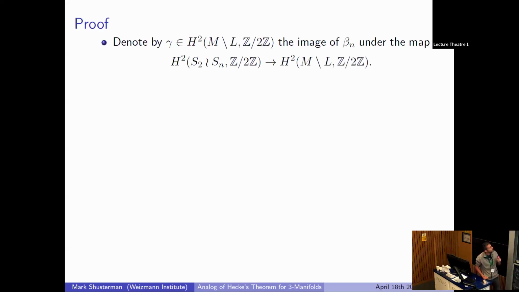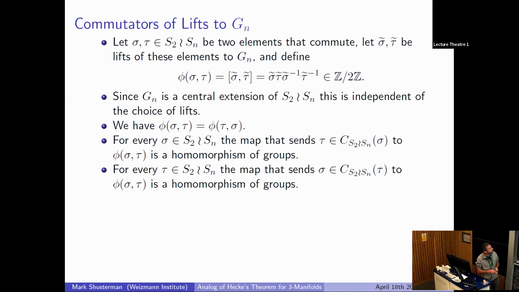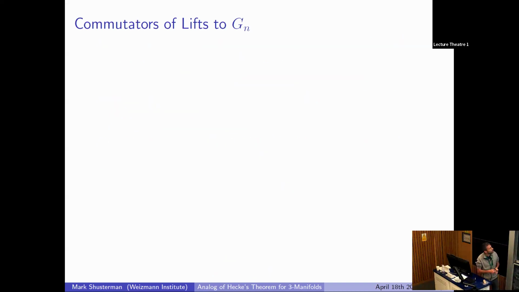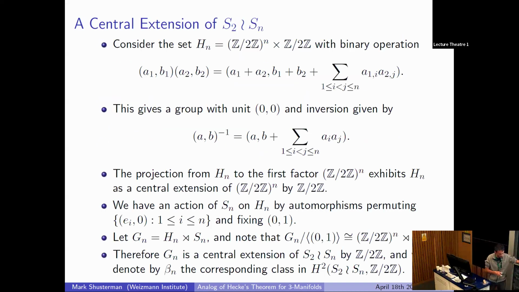Okay, so now let's try to piece these things together into a proof of the theorem. So let's just briefly recall what happened. Let's go a few slides back. So we constructed this cohomology class for the extension. This is beta n.